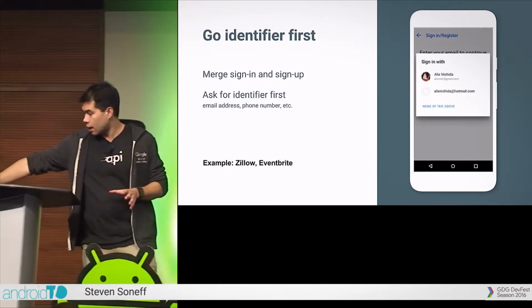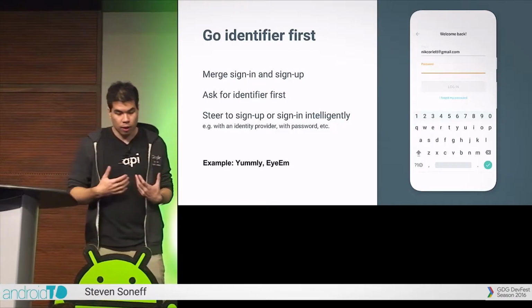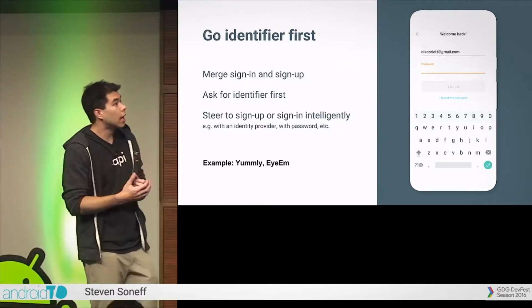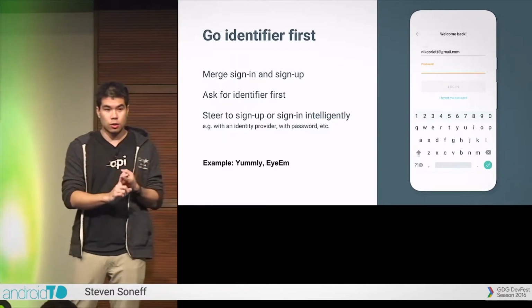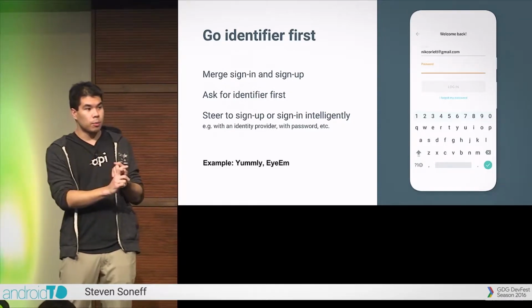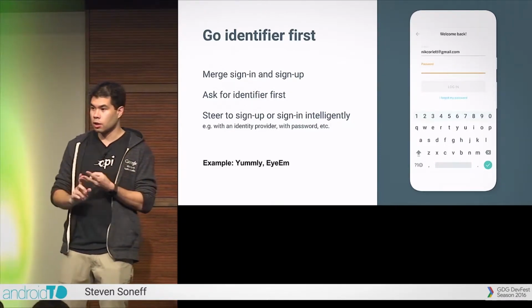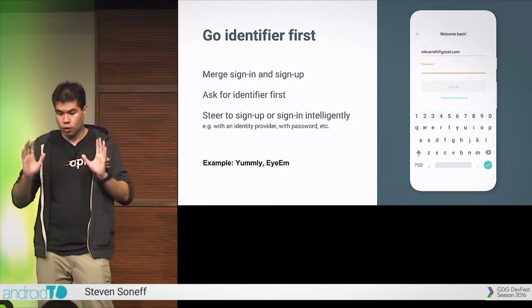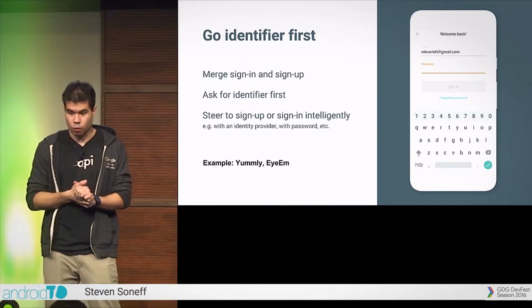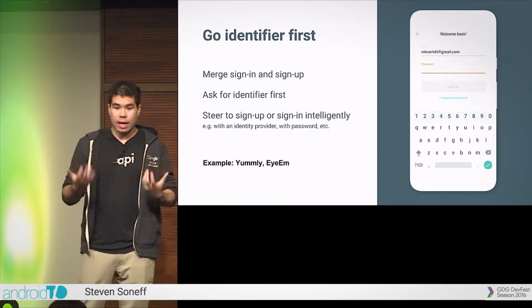Once they select that identifier, you can tell the user, hey, you've already got an account, so you need to sign in, and let me help you by telling you how to sign in: to enter a password, to click on the Google button, to click on the Facebook button, whatever the appropriate mechanism is for this app and for the account that you've already got.